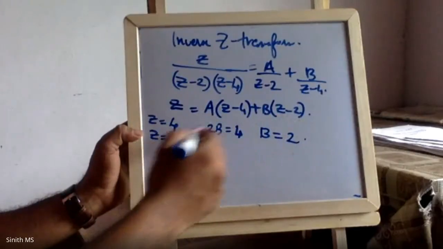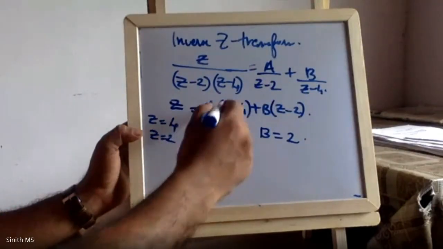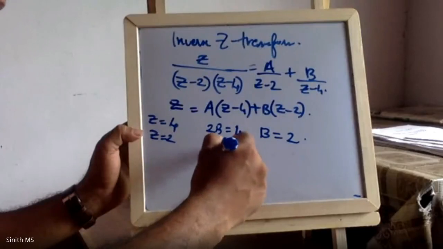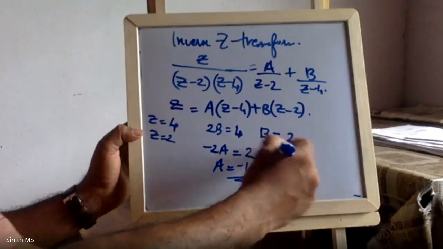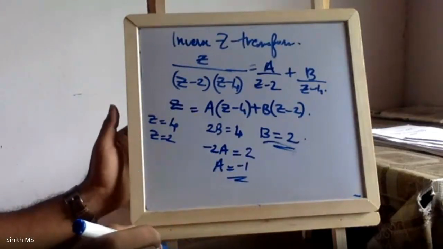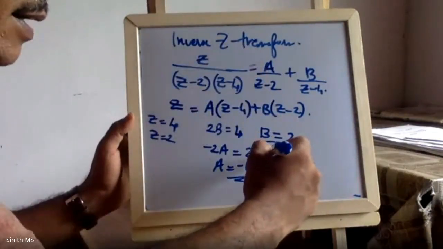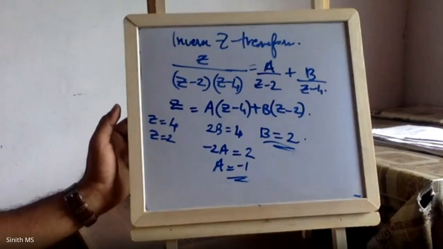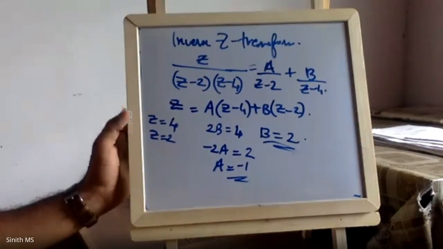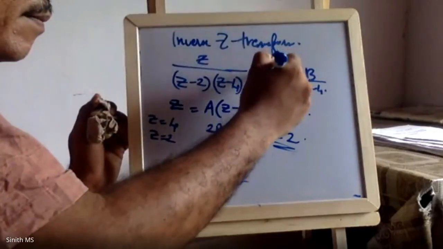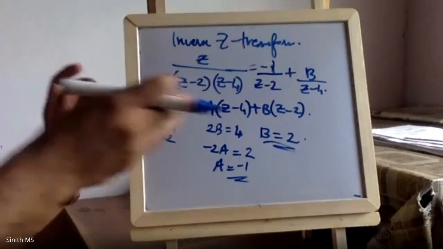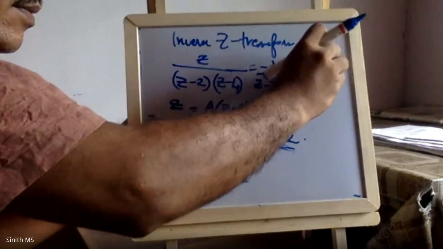And put z equal to 2, this disappears, and what do you get here? 2 minus 4 is minus 2a equal to 2, or a equal to minus 1. So a equal to minus 1, b equal to 2. So substitute it here. A equal to minus 1, b equal to 2.